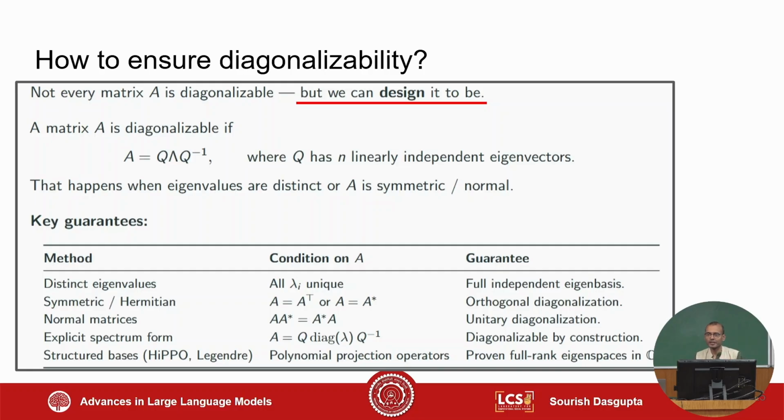So I will create an A such that A is diagonalizable and A is decomposable in terms of eigenvectors. So I create a Q, I look at the lambda and then I just decompose and create the A. I can go backwards and create A and I can initialize it that way as well.